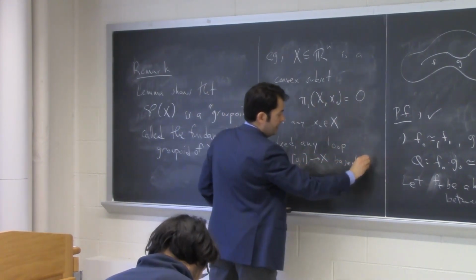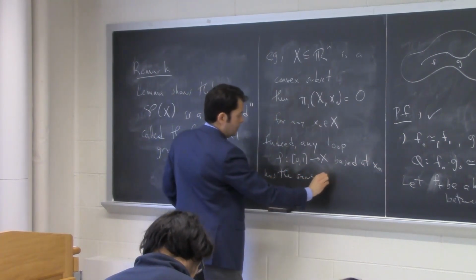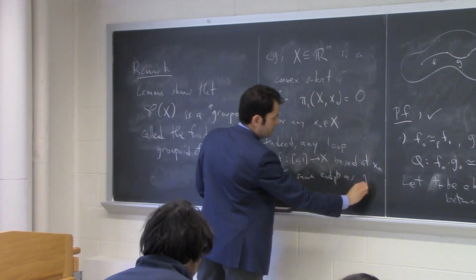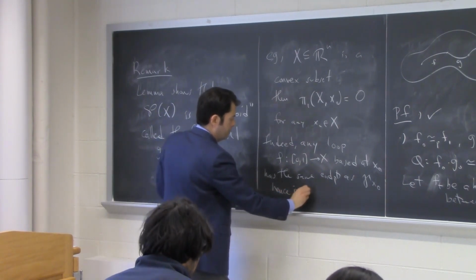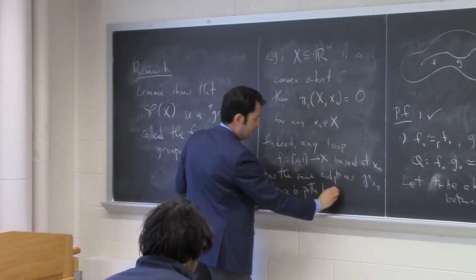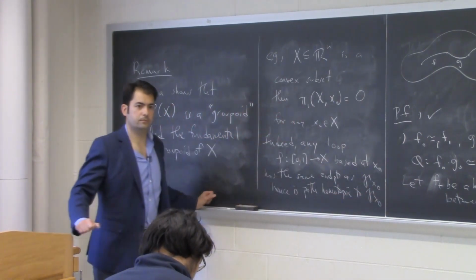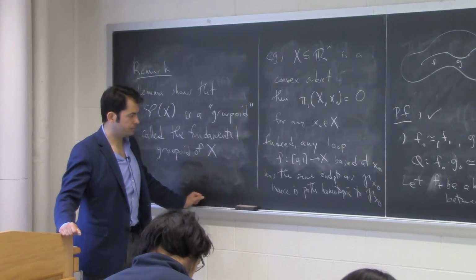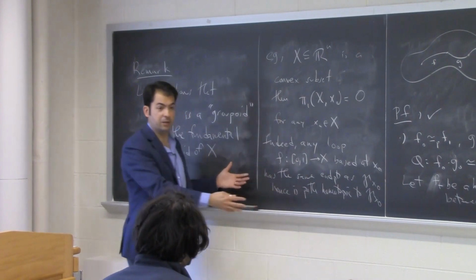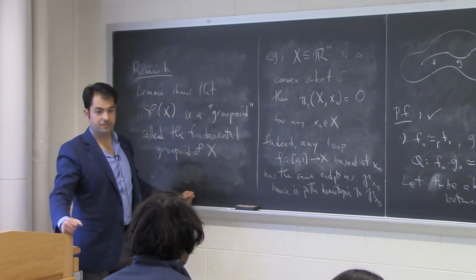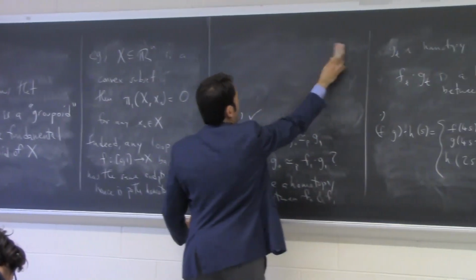Any loop based at x naught has the same endpoints as the constant loop, and hence is path homotopic to it. And we've seen that the homotopy class of the constant loop is the identity element. So this group only has the identity element. Okay.